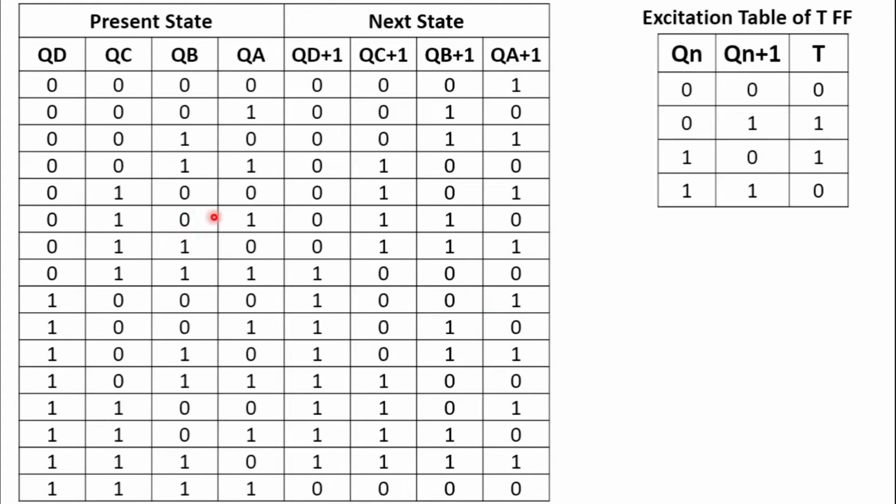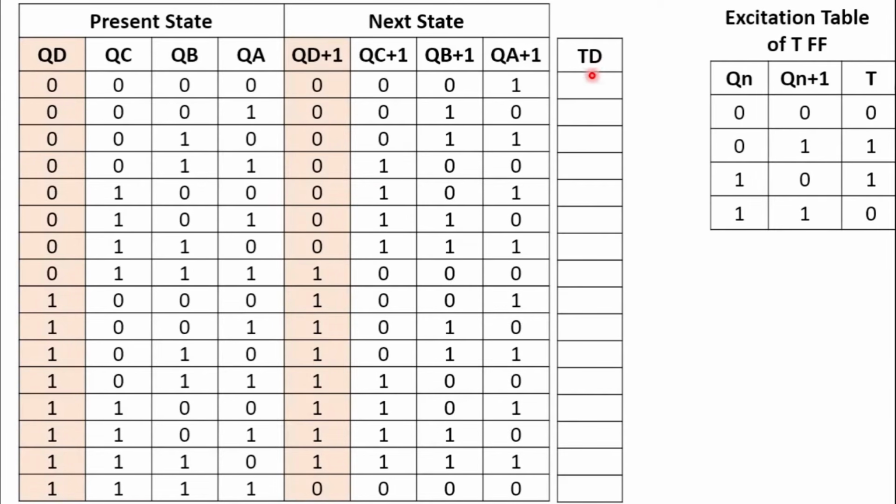So in these tables we have already seen that 16 different present states are converted into 16 different next states, and the knowledge of this excitation table of the T flip-flop is taken care of while designing the counter. So this table shows how to find out the values of TD, meaning what should be the input of the T flip-flop so as to convert this QD into QD next. QD is the present state and QD next is the next state.